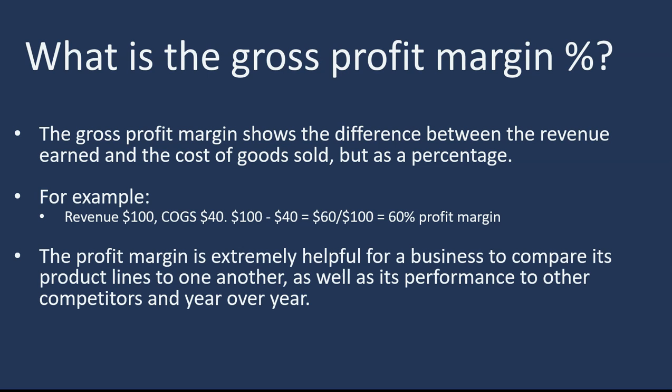So the profit margin is extremely helpful for a business to compare its product lines to one another. We'd look at whether product line A was more profitable than product line B. You would use the profit margin to do that. And we can also use it to compare the performance of competitors and how we did from one year to the next, so we can use a time measurement. And as mentioned before, sometimes this is called the gross profit percentage rather than the gross profit margin.